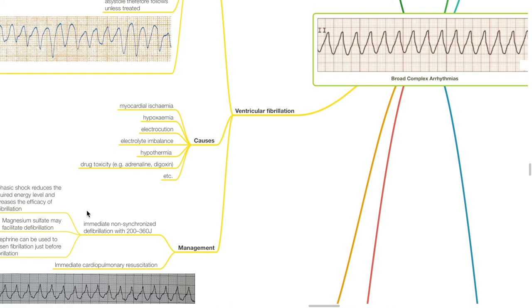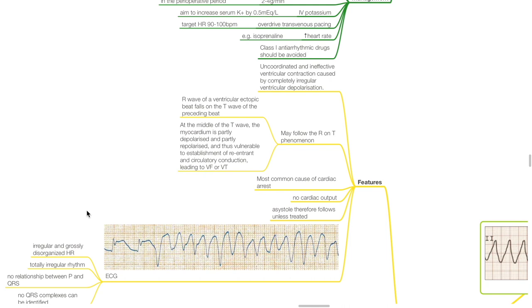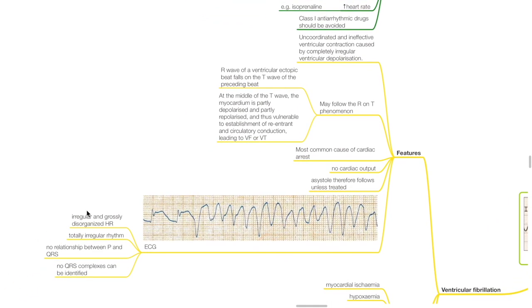Ventricular fibrillation. Features: uncoordinated and ineffective ventricular contraction caused by completely irregular ventricular depolarization. VF may follow the R on T phenomenon. The R wave of a ventricular ectopic beat falls on the T wave of the preceding beat. At the middle of the T wave, the myocardium is partly depolarized and partly repolarized and thus vulnerable to establishment of reentrant and circulatory conduction, leading to VF or VT.